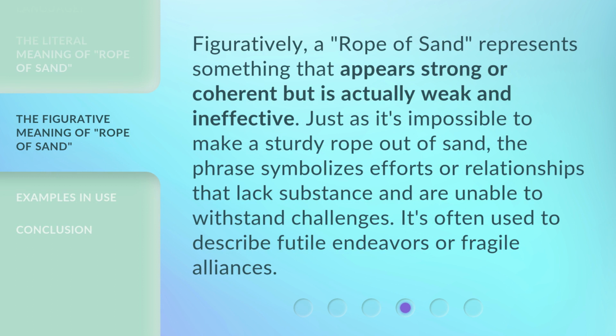Figuratively, a rope of sand represents something that appears strong or coherent but is actually weak and ineffective. Just as it's impossible to make a sturdy rope out of sand, the phrase symbolizes efforts or relationships that lack substance and are unable to withstand challenges. It's often used to describe futile endeavors or fragile alliances.